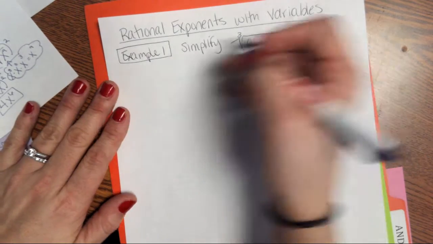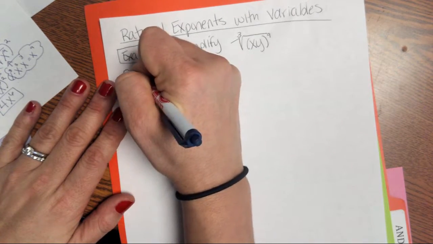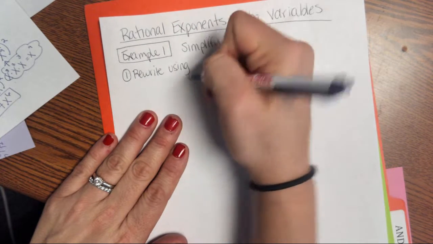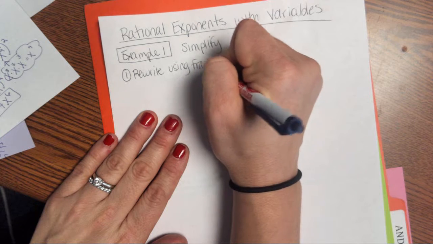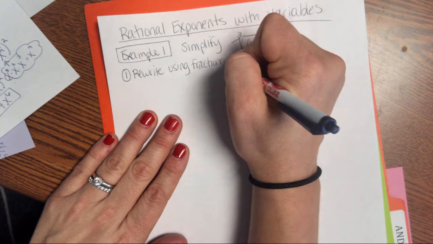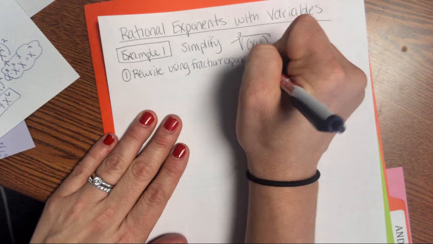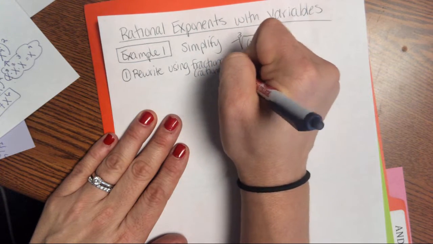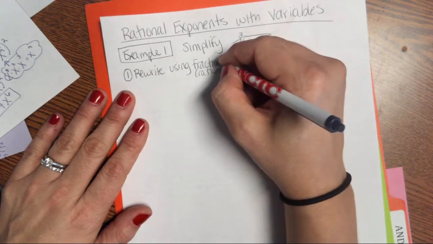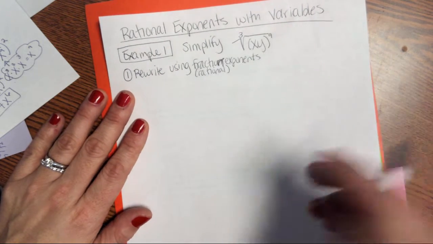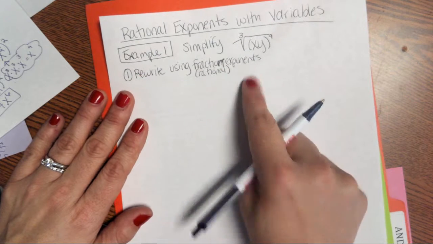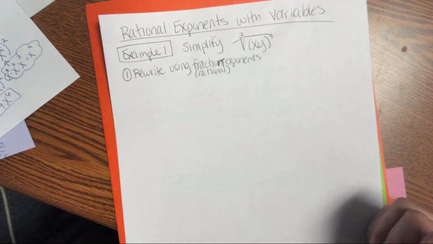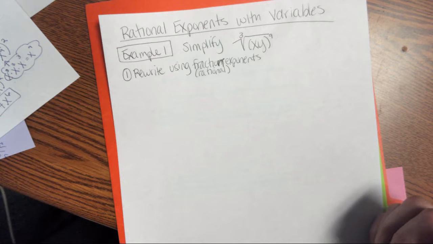Okay, step 1, you're going to rewrite using your fraction exponents or rational exponents. I'll give you about 10 more seconds to get that copied down. I know I write fast.